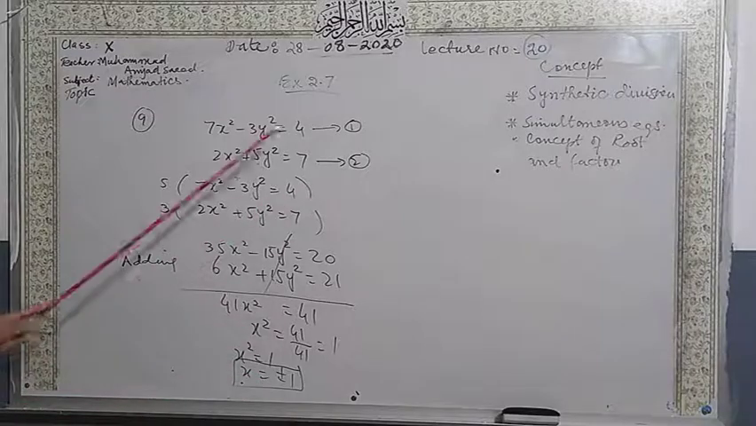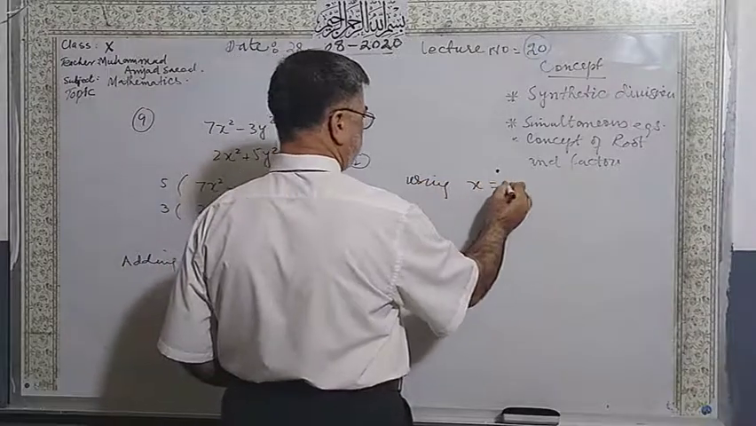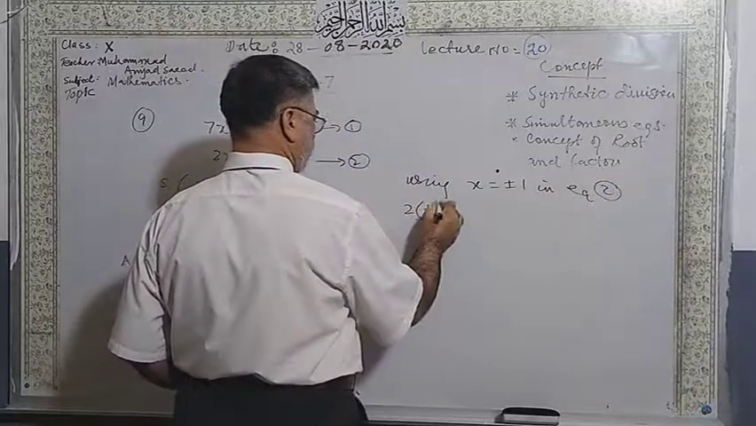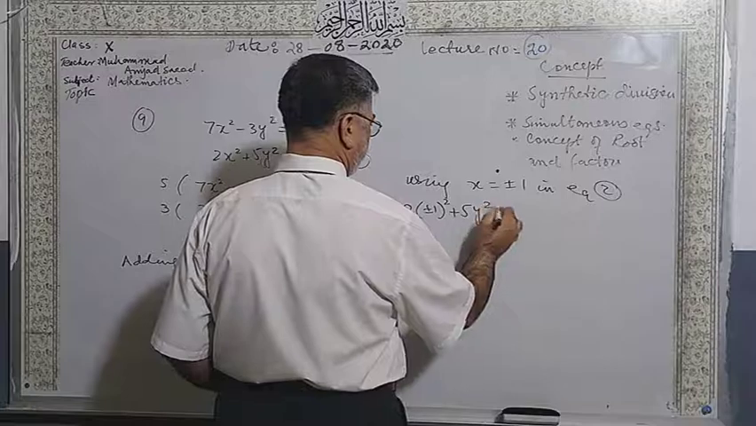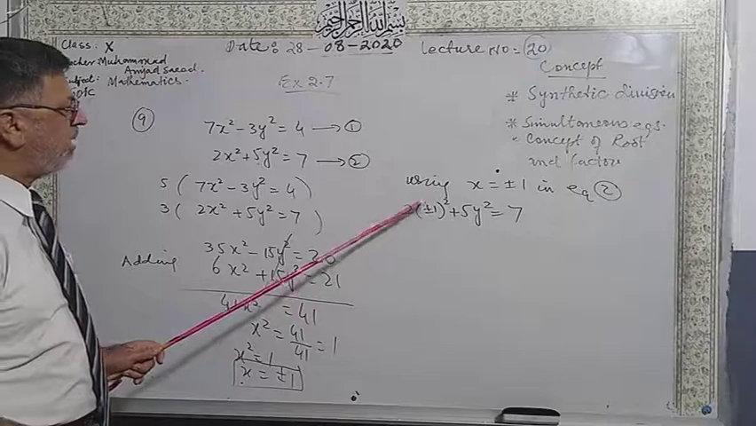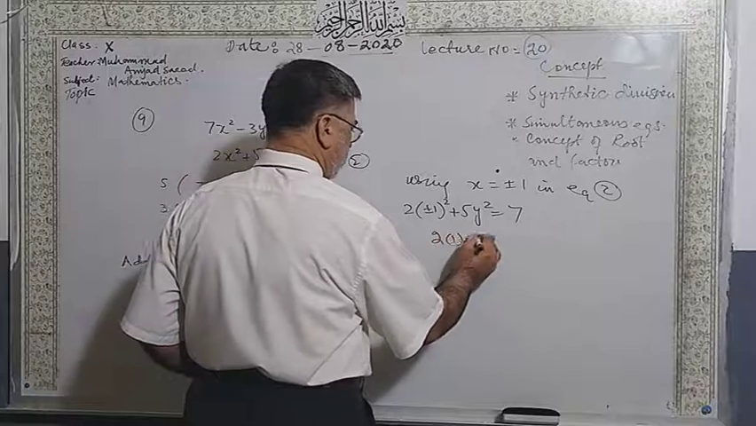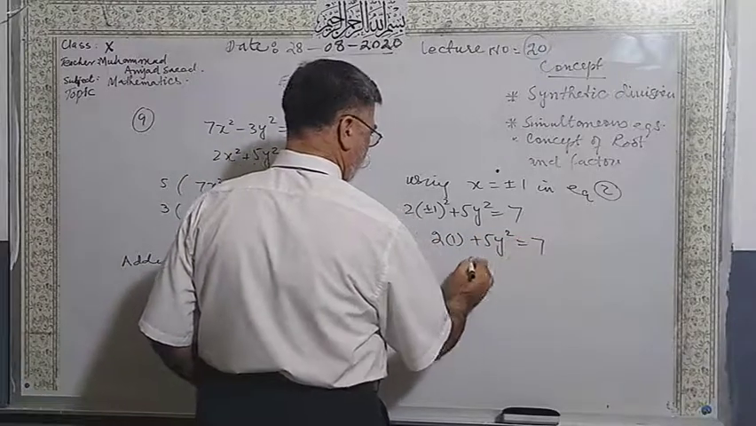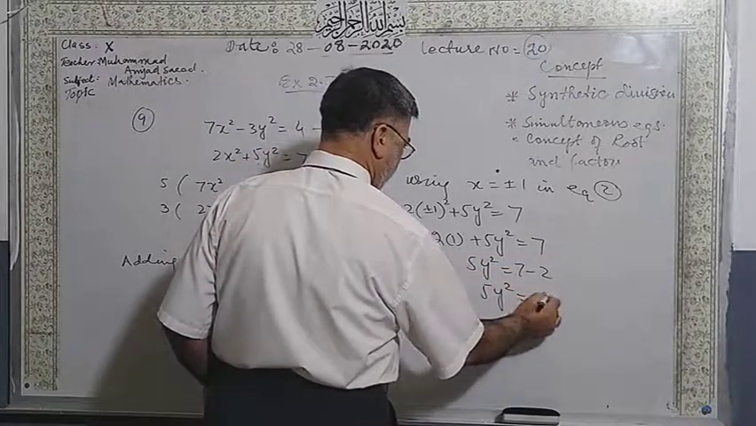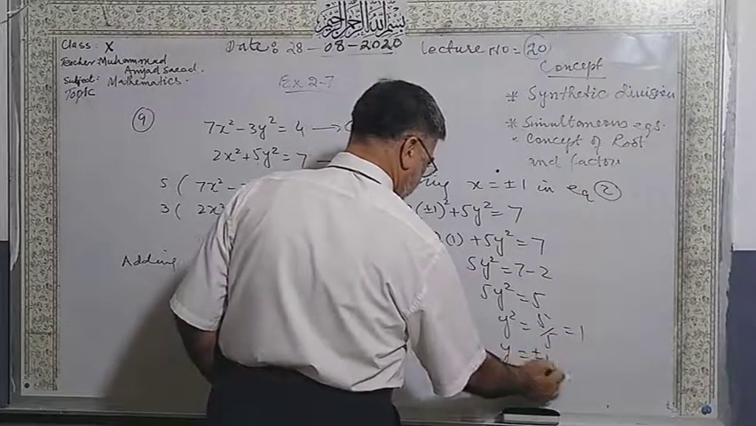Using x is equal to plus minus 1 in equation number 2: 2 into (plus minus 1) square plus 5y square is equal to 7. You know that square will make it positive, even negative and positive both are positive. So you are left with 2 into 1. 5y square is equal to 7 minus 2. 5y square is equal to 5. y square is equal to 5 over 5, that is 1, and y is equal to plus minus 1.